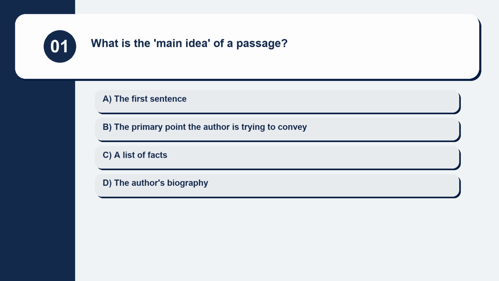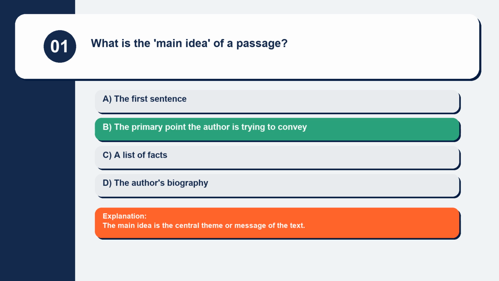Question 1. What is the main idea of a passage? The first sentence. The primary point the author is trying to convey. A list of facts. The author's biography. The main idea is the central theme or message of the text.